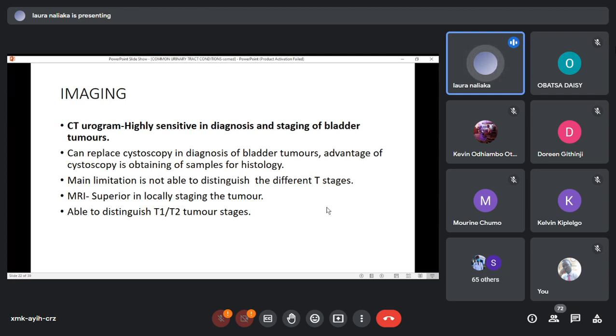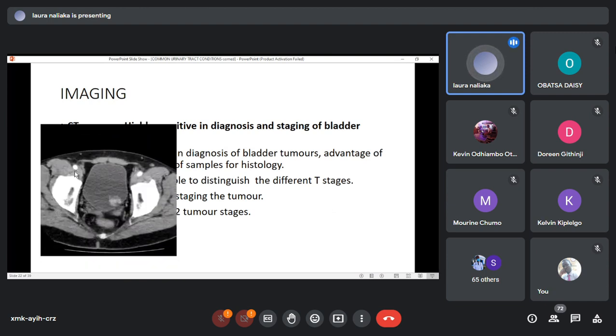The main limitation of CT is that it's not able to distinguish the different stages, whether it's T1 or T2, as opposed to MRI, which can easily do that. And that's why we say MRI is superior in locally staging the tumor as opposed to CT. So this is when MRI plays a very good role in bladder tumors.